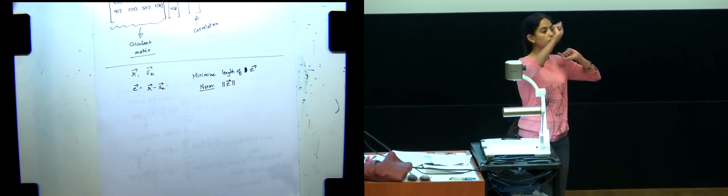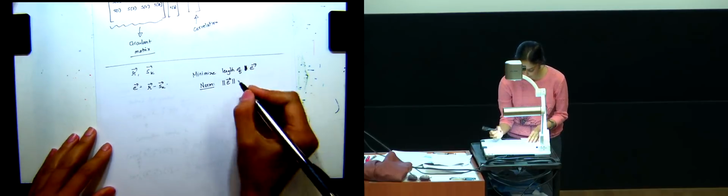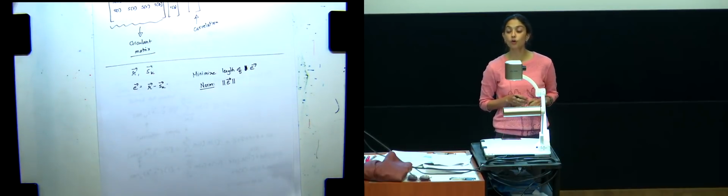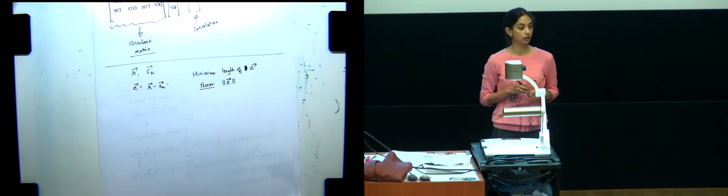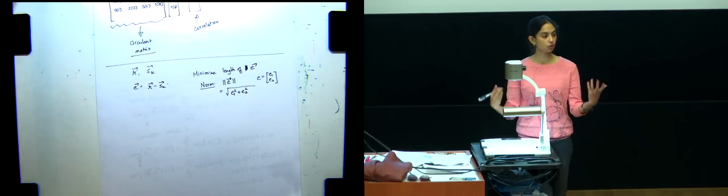This tells you how long a vector is, right? So a norm is basically a measurement of how long the vector is. If you have, let's say, E was 2-dimensional, then the norm of E would be equal to the square root of E1 squared plus E2 squared. This is called the Euclidean norm or the 2 norm.